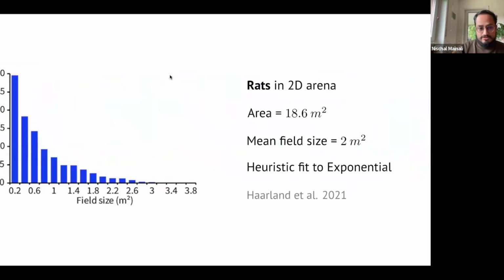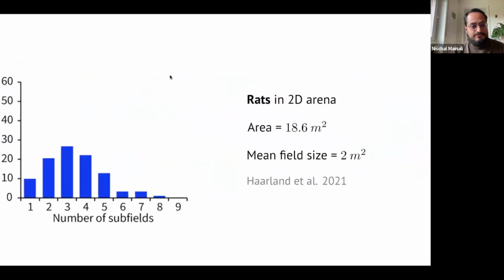It's a nice looking distribution, but I want to make a point that it is in contrast to the distribution in 1D, which looked completely different. And if you measure the number of fields per cell, here too, in larger environment sizes, you get cells with a really large number of fields, and on average, they have more than one field.